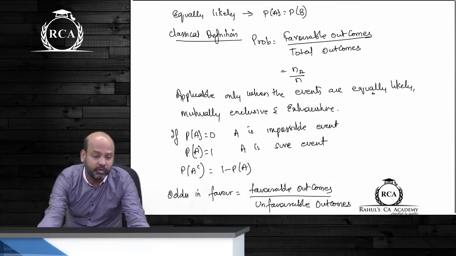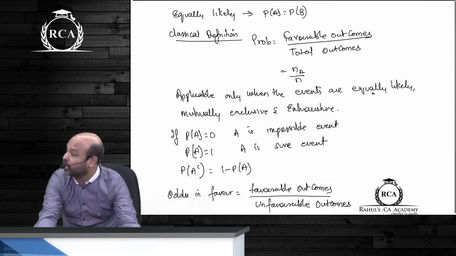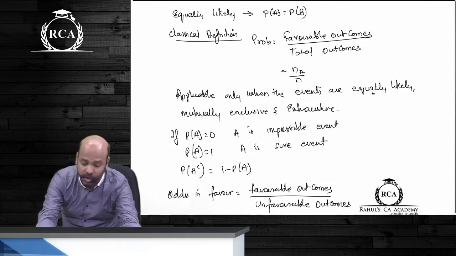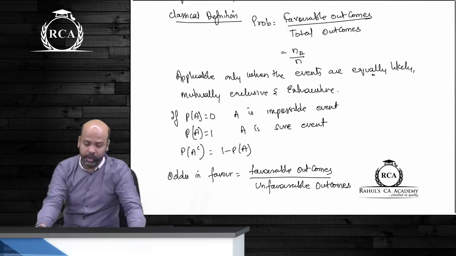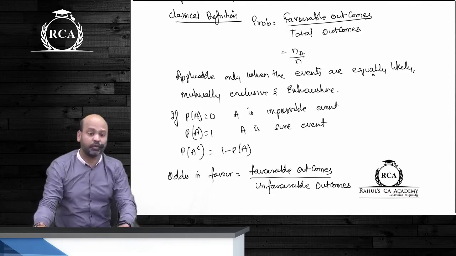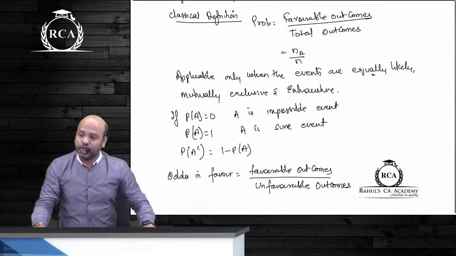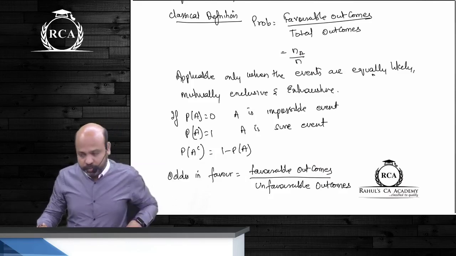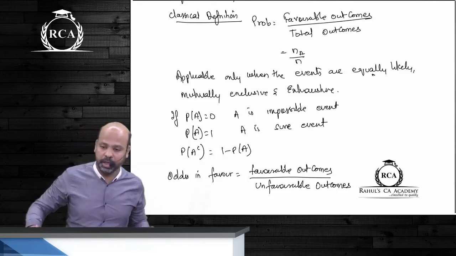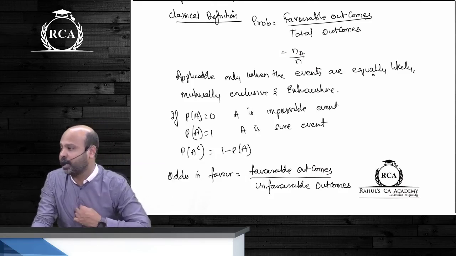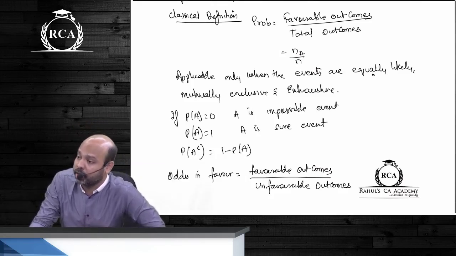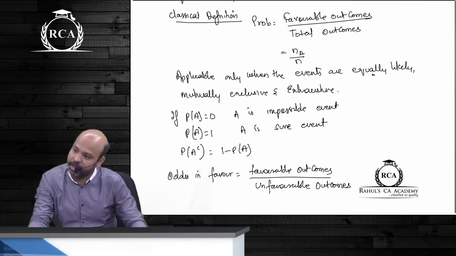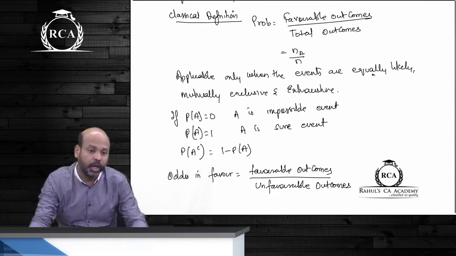This is where we also defined what is an impossible event and what is a sure event. If the probability of a specific event is equal to 1, it will be termed a sure event. If the probability of an event is equal to 0, it is an impossible event. Probability of A complement, meaning non-occurrence of event A, will be 1 minus probability of A.